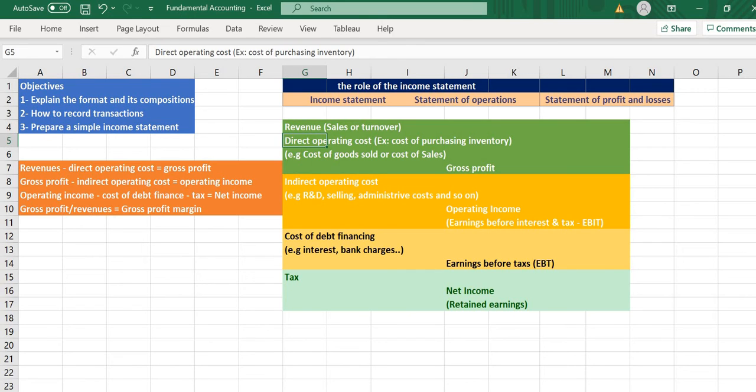Then we're gonna have direct operating costs. This cost includes the cost of purchasing inventory, or cost of goods sold, or cost of sales. Then we have a subtotal, gross profit, equal to revenues minus direct operating costs.